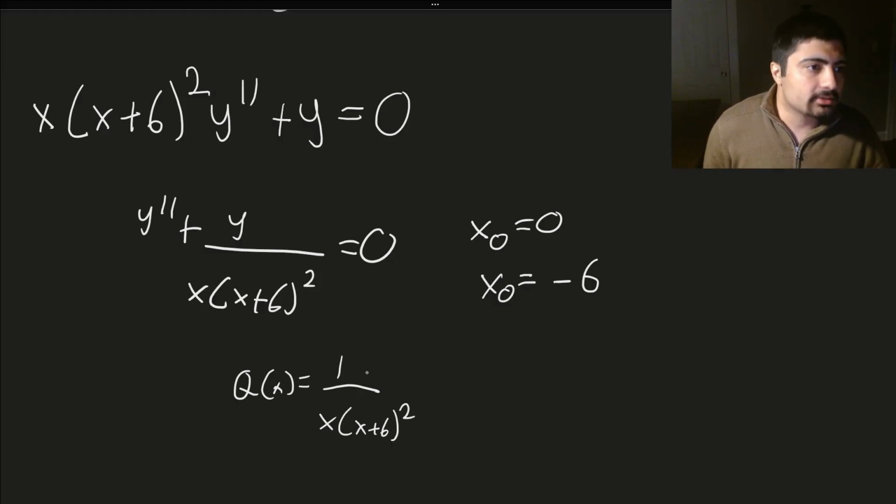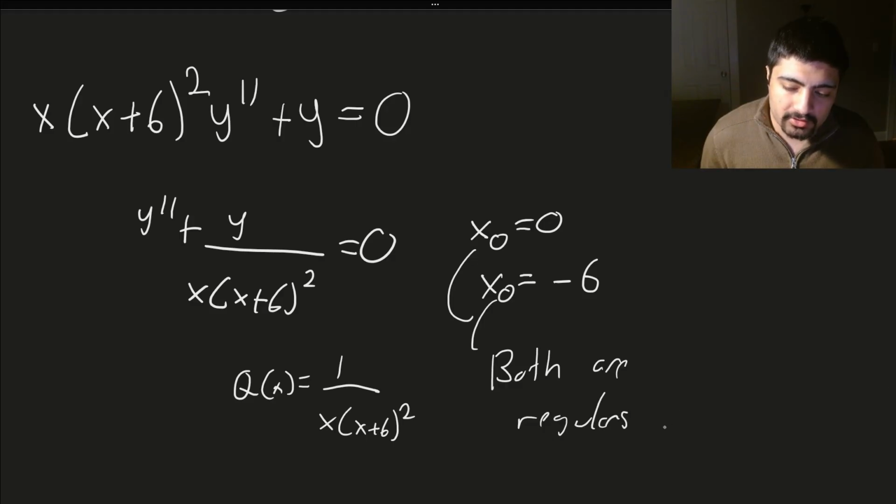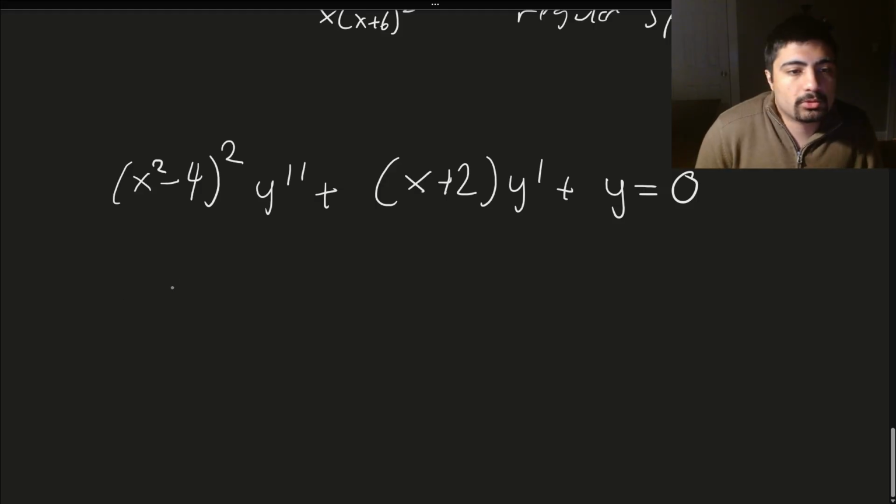So basically, both of these singular points are regular singular points. So we're going to say both. I'm just going to write both to make it clear. Both are regular SPs. Okay? Okay, now let's do this one.